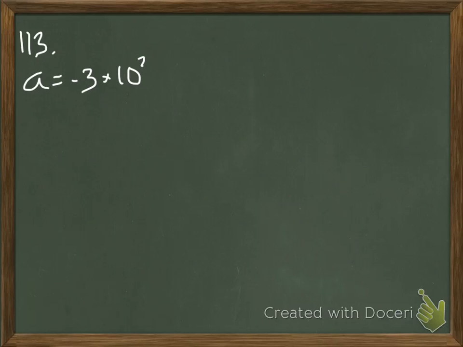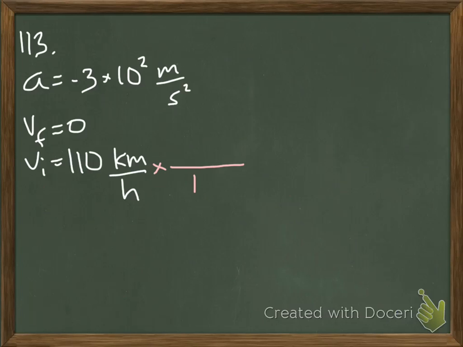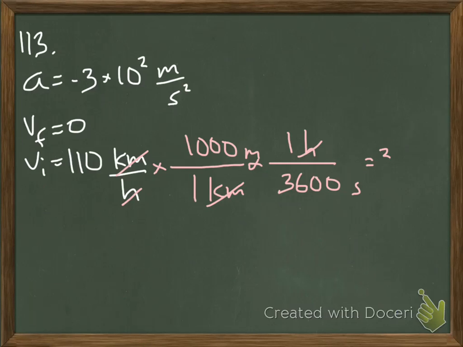Let's take a look at 113. We have the acceleration that the human body can withstand. We're coming to rest, so that's a vf of 0. Our vi is given, but it's not in the right units. We've got to put it into meters, and we've got to put it into seconds. So let's stop there for a second. Take a look at what I did.